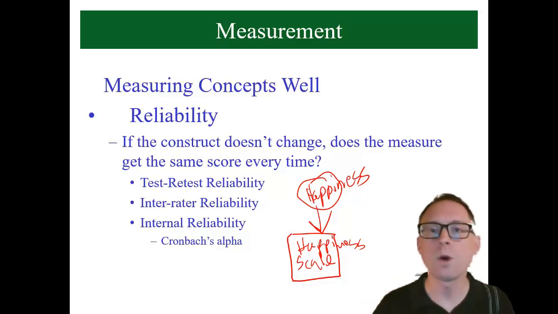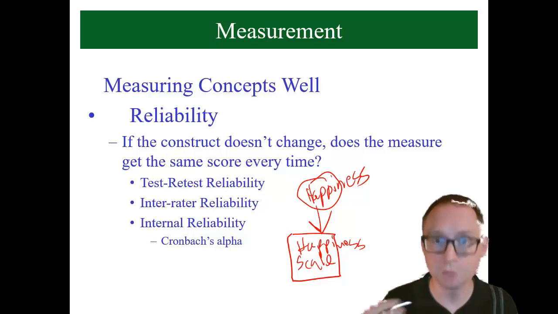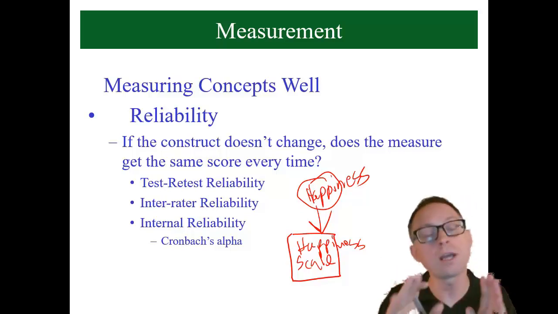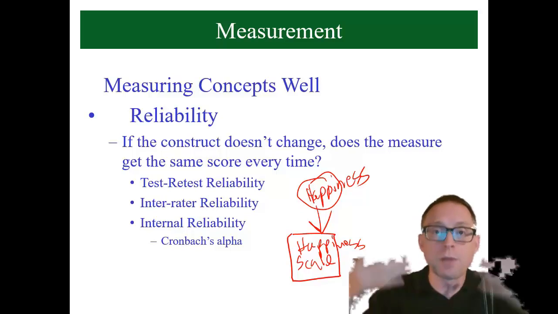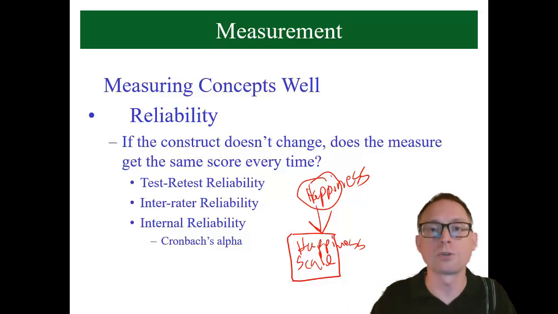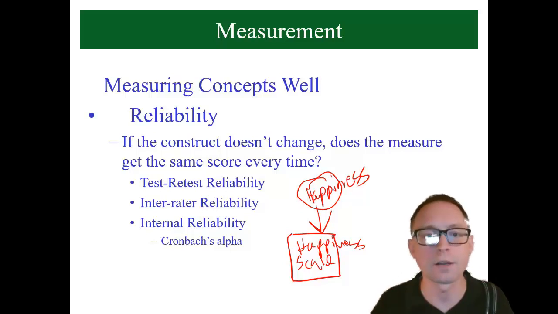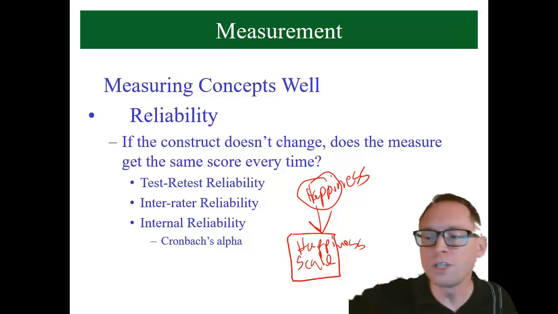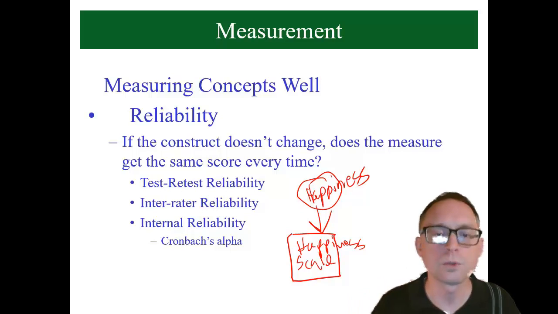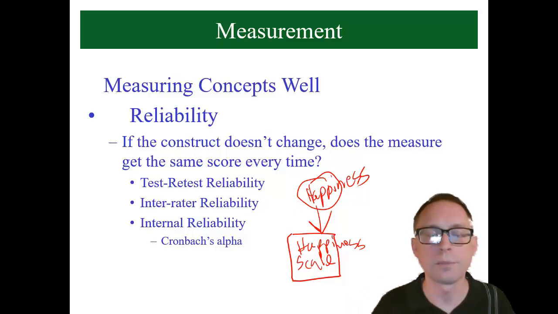In the same way, we want to get the same score consistently as long as the construct doesn't change. If you get more happy, then we would want a happier score, right? We want a bigger score. But if you're not getting happier, then your score should stay exactly the same. One way that we do this is, so these are three different kinds of reliability that are important to us.